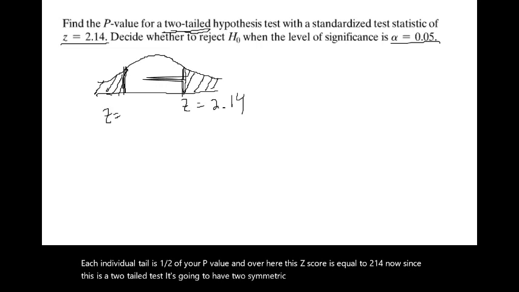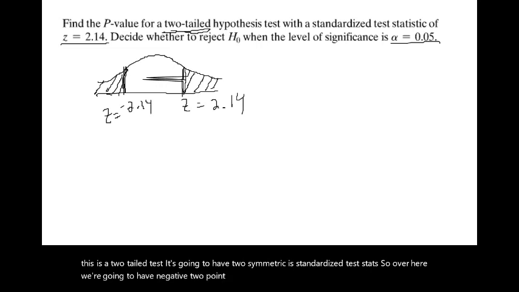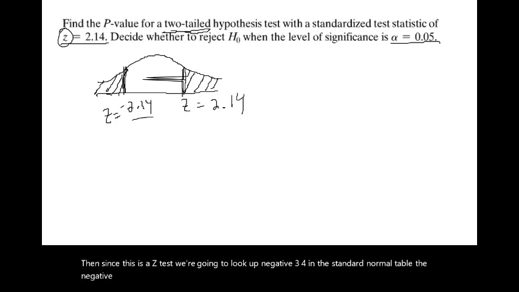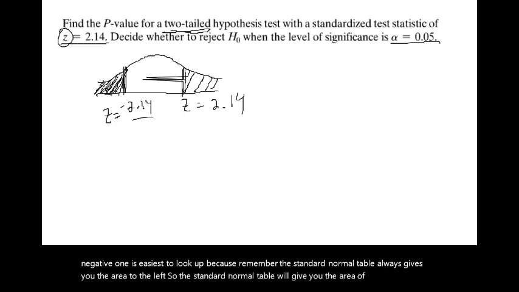Now, since this is a two-tailed test, it's going to have two symmetric standardized test stats. So over here, we're going to have -2.14. So then, since this is a z-test, we are going to look up negative 2.14 in the standard normal table. The negative one is easiest to look up because remember, the standard normal table always gives you the area to the left. So the standard normal table will give you the area of this tail to the left of negative 2.14.